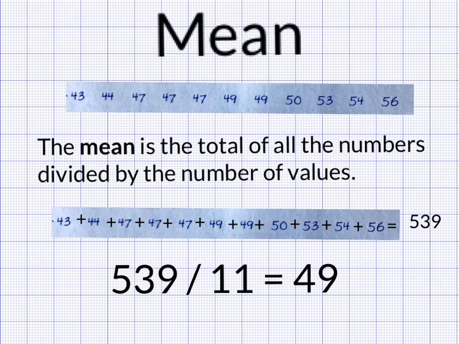The mean is the total of all the numbers divided by the number of values. So we have to add up all of the numbers to get our total. We've got 539, and it's 539 divided by 11, because there's 11 numbers, and that's 49. So the mean is 49.